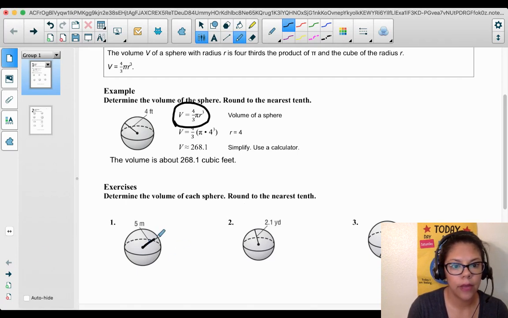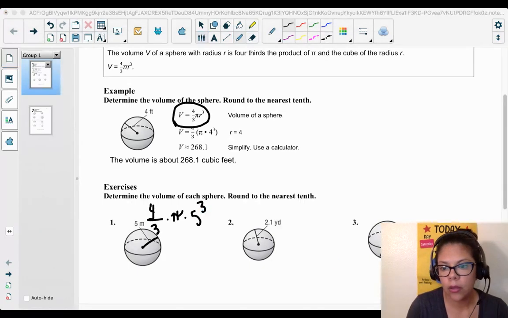So here we have a radius. We do need that. So we have 4/3 times pi times 5 to the third power. Okay. So we want 5 to the third power, so it's going to go 5 times 5 times 5. Then times 3.14 for pi.